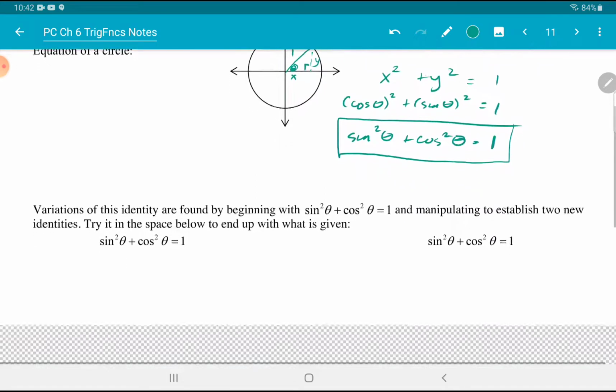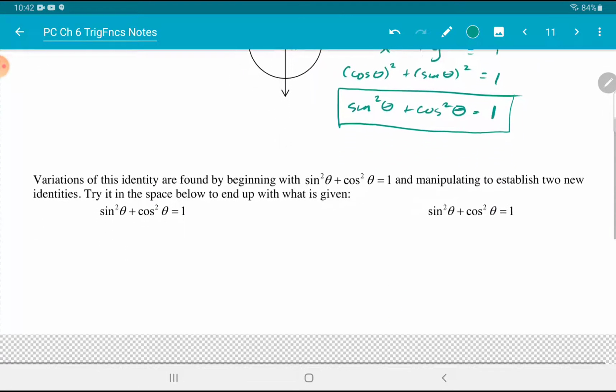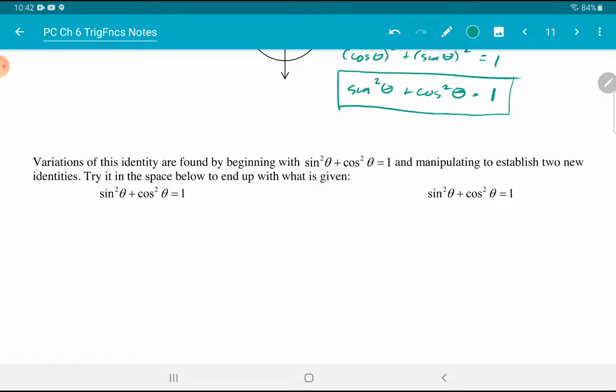As we take a look at that identity, sine squared plus cosine squared equals 1, I encourage you to look for two more trig identities. These identities can be found by manipulating these equations just a bit. For example, you could divide everything by cosine squared theta and get a new identity, like this. Or you could also divide everything by sine squared theta and get a new identity. So I encourage you to find those two other identities.